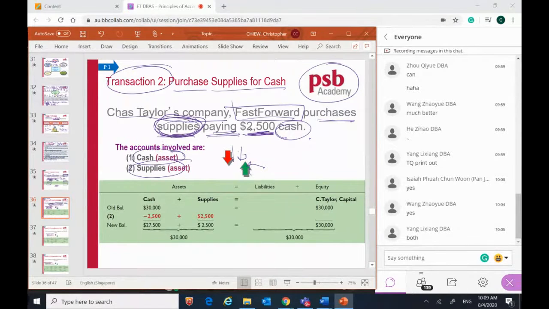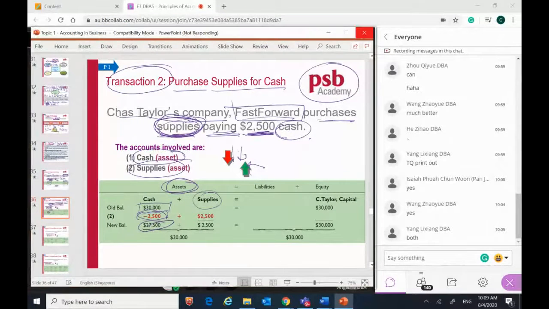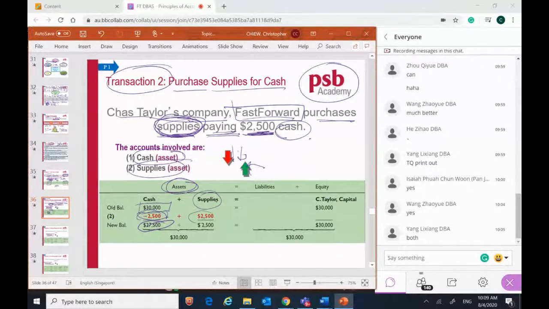So in the accounting equation now, under assets, your cash drops by 2,500 because you pay 2,500. Remember just now we had 30,000. Now we pay 2,500, we are left with 27,500. Under supplies, we have a new asset called supplies, $2,500. Okay, so total assets now: 27,500 cash plus $2,500 supplies. Total assets 30,000.